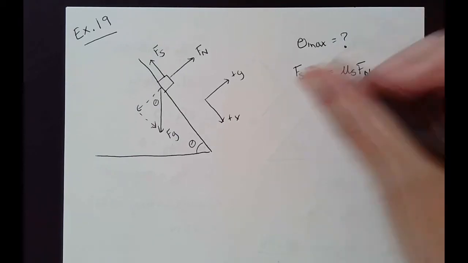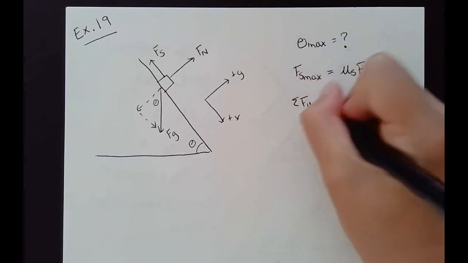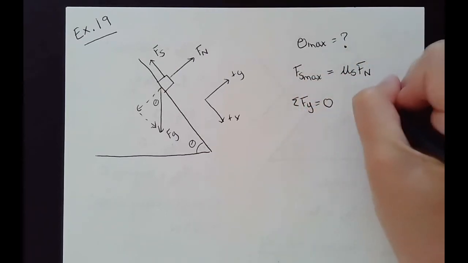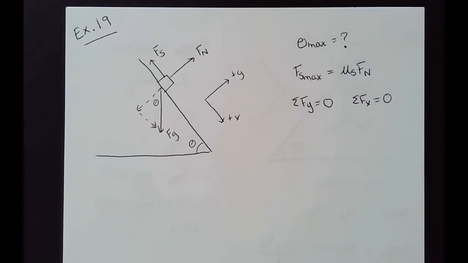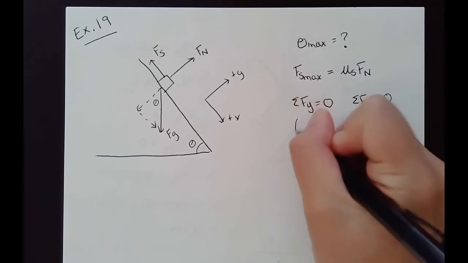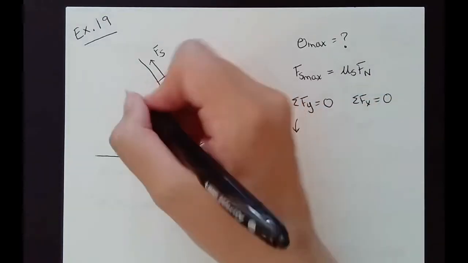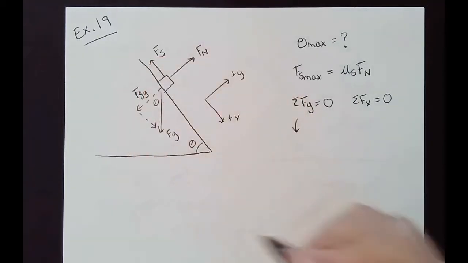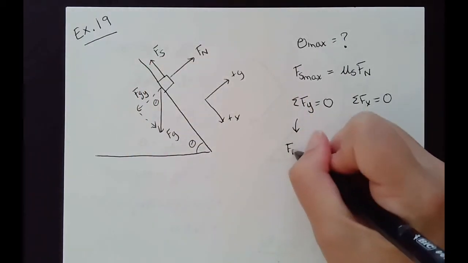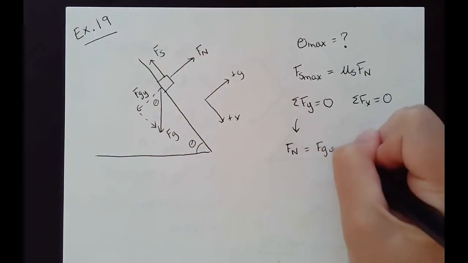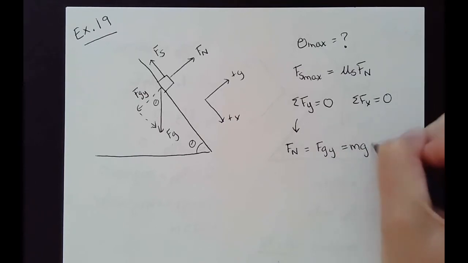Since we want the car to be at rest, we have the net force in the y direction equals 0, and in the x direction equals 0, and we will need both to solve. Let's look at the y direction first. Just the normal force, and then this y component of gravity. So Fn will equal Fgy, which is mg cos theta.